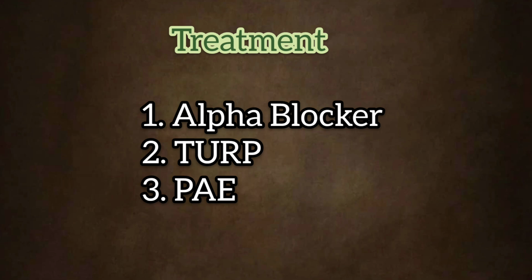So now come to the treatment of the patient. We have multiple options. The first line treatment is through the medicine which are called the alpha blockers. If these will not cause significant benefit for the patient, the next line treatment is a surgical. The surgical option is called the transurethral resection of the prostate.